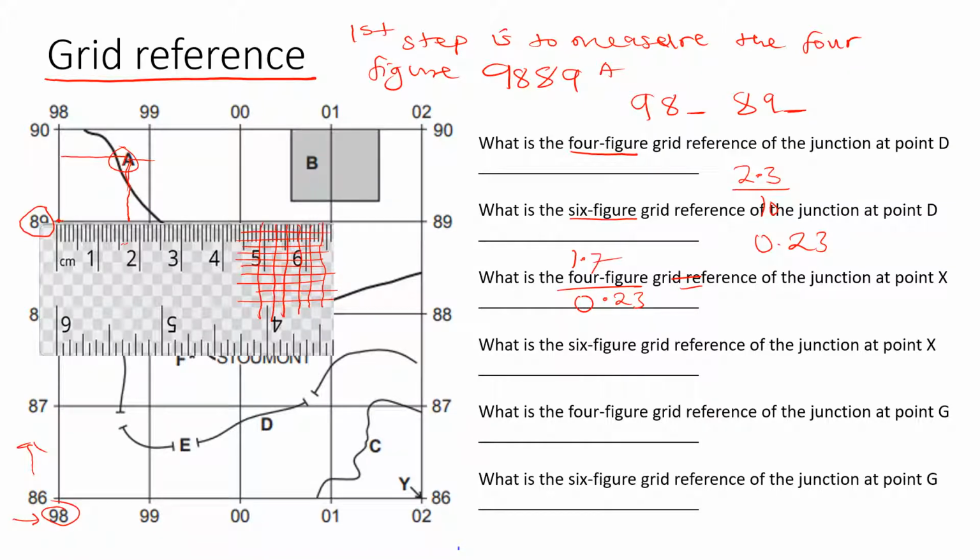Sorry, let me get my calculator. 1.7 divided by 0.23. Okay, it is giving me 7.3. So you cannot approximate because it's not up to 5. So all I'll do here is you take 7. So this is 987.